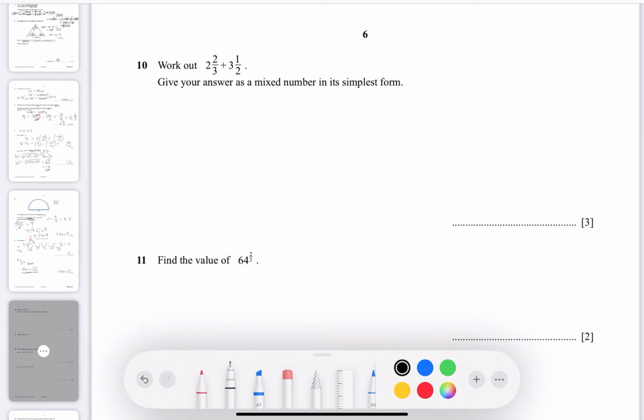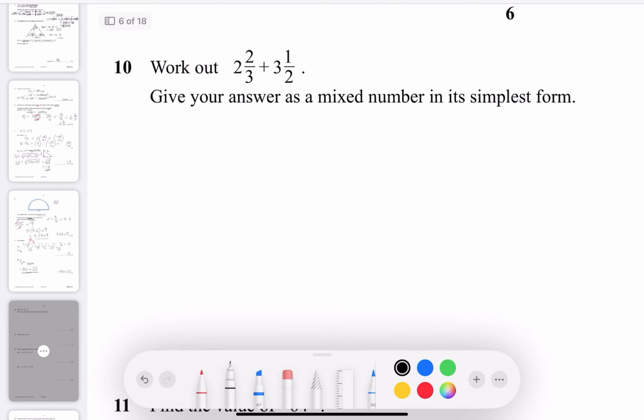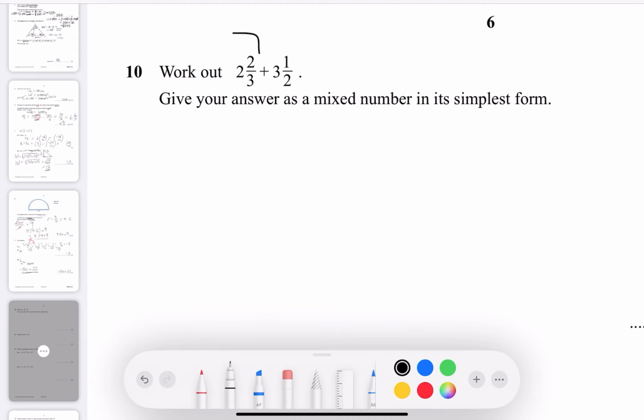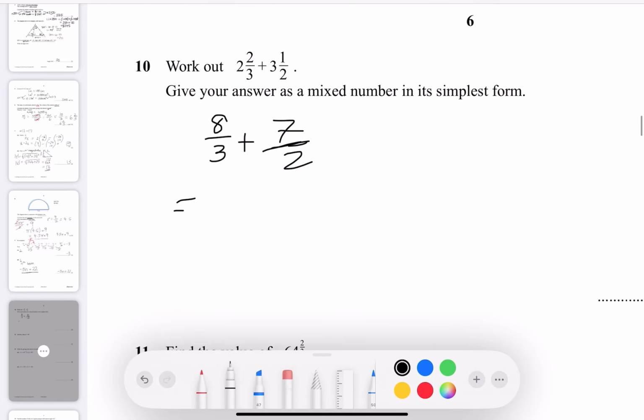Now here we're adding two mixed fractions. So the way we do this is first convert both to improper or top-heavy fractions. You should know how to do that. If we convert 2 2/3 to an improper fraction, that will just give us 8/3. And then if we convert the next, 3.5, to an improper fraction, that will give us 7/2. And now we should convert both to the same denominator. The lowest common multiple of 3 and 2 is 6. So we convert both to a denominator of 6.